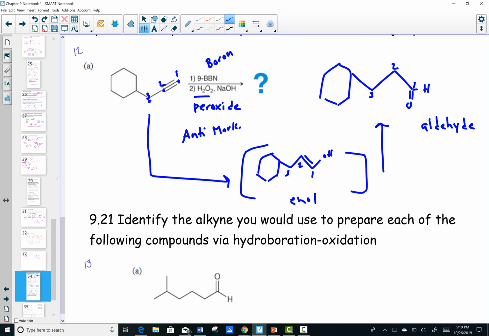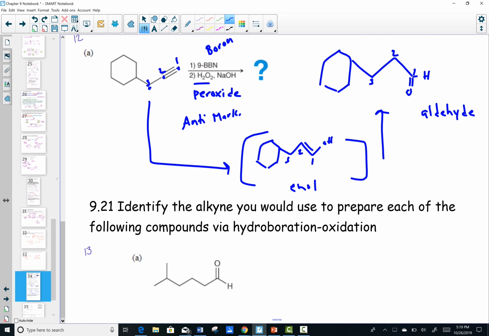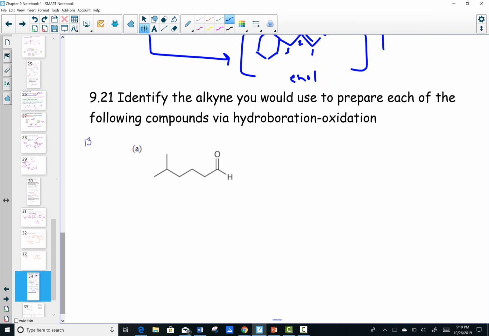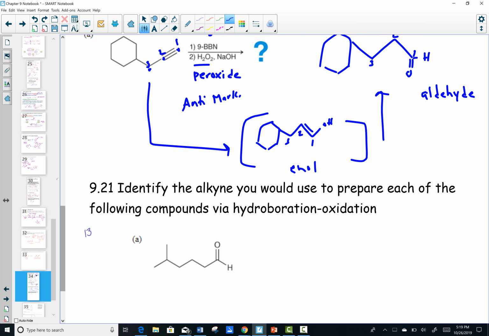And let's peek at one more question here, just another opportunity to practice, encouraging you to take breaks as you need them and come back and just work with me. We're going to identify the alkyne that I would use to prepare each of the following compounds via hydroboration-oxidation. So this is coming from yet another homework question. It's number 21 for your homework, 9.21. I just selected letter A. And I wanted us to notice that this is an aldehyde. And that leads me to remember the Anti-Markovnikov.